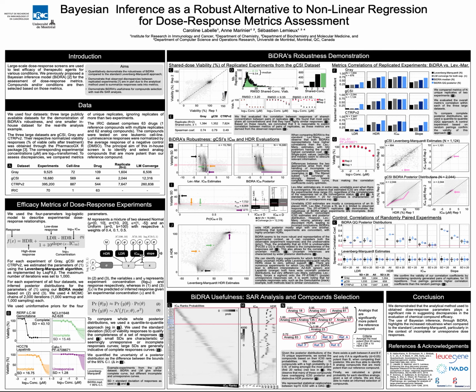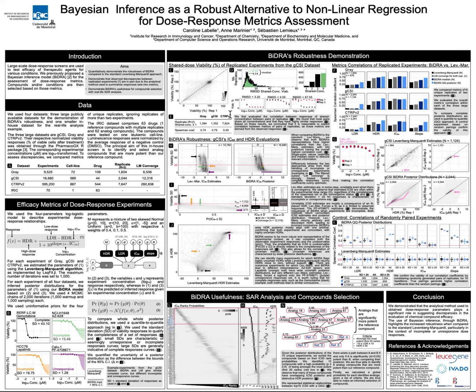We use a standard deviation of viability response to qualify the completeness of a set of responses. Small standard deviations are characteristic of seemingly unresponsive or incomplete responses, and large standard deviations are generally indicative of complete response curves. We quantify the uncertainty of a posterior distribution as the difference between the bounds of its 95% confidence interval, denoted on the poster as delta.